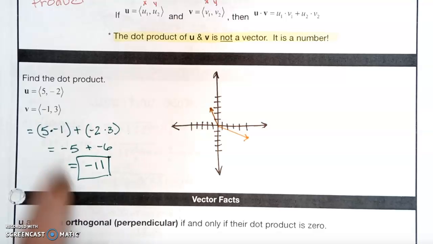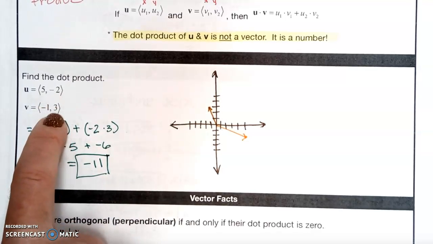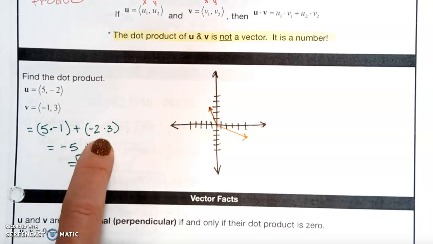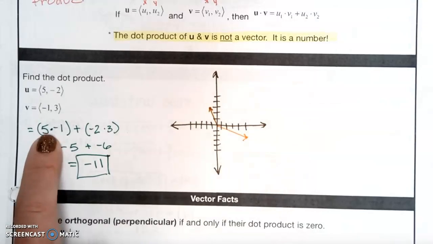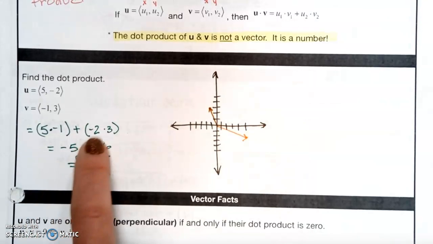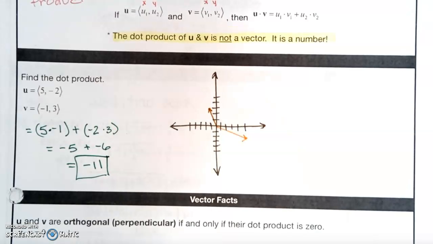Then we're going to take the second value of the first vector and multiply it by the second value of the second vector. I put it in parentheses so I remember to do that first. Okay? 5 times negative 1 is negative 5. Negative 2 times 3 is negative 6. Then you add at the end, so negative 5 plus negative 6 is negative 11.